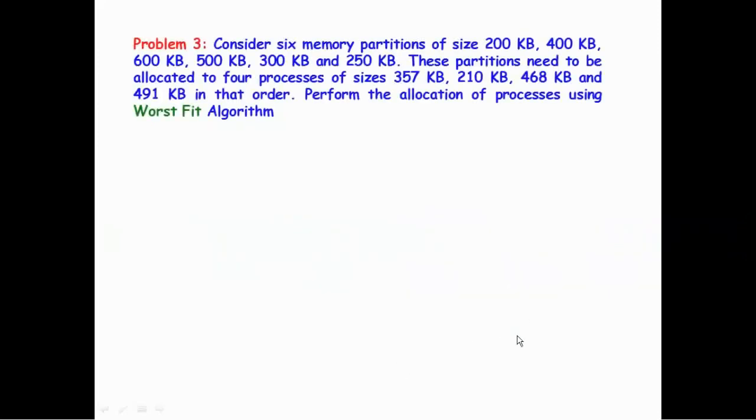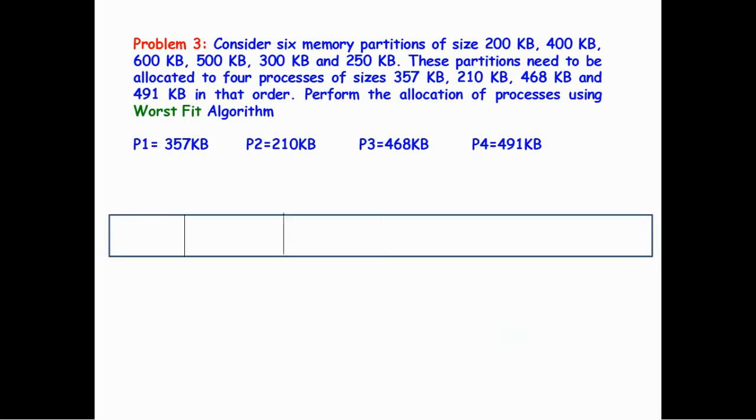Let us see next problem. Again the same problem is taken. Let us see how worst fit algorithm works. Processes and memory partitions are represented as shown in the screen. P1 is equal to 357 kb. Among the 6 partitions, the greatest memory partition that can hold P1 is 600 kb. So here P1 will be stored.